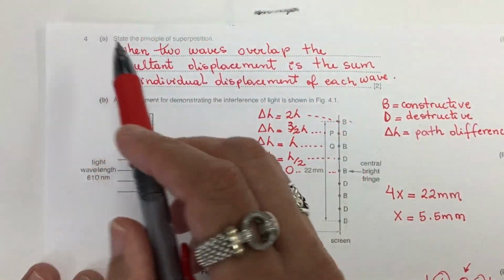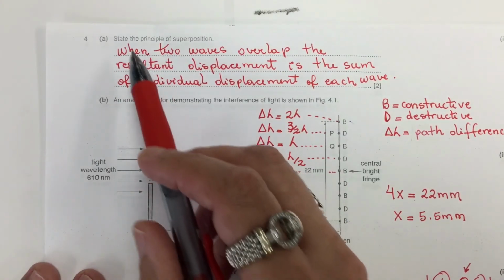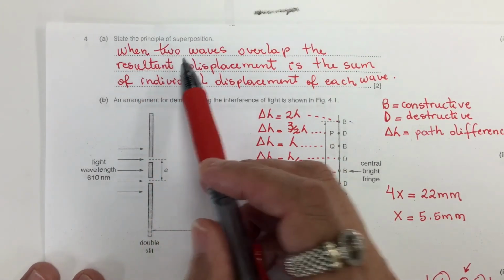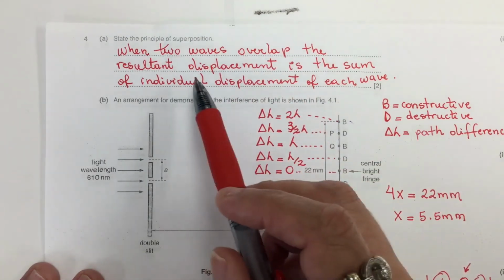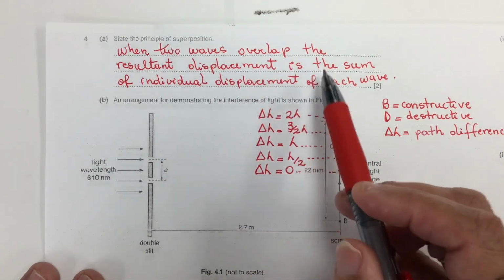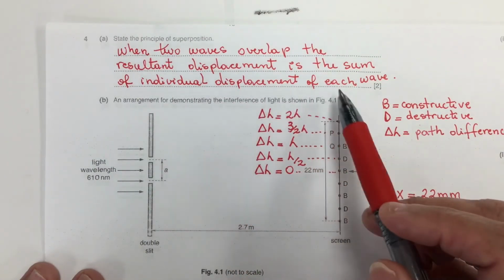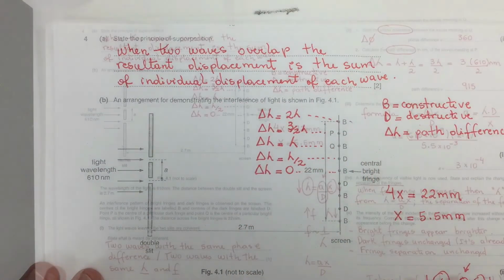Now going back to the first question of this problem, state the principle of superposition. When two waves overlap, the resultant displacement is the sum of the individual displacements of each wave.